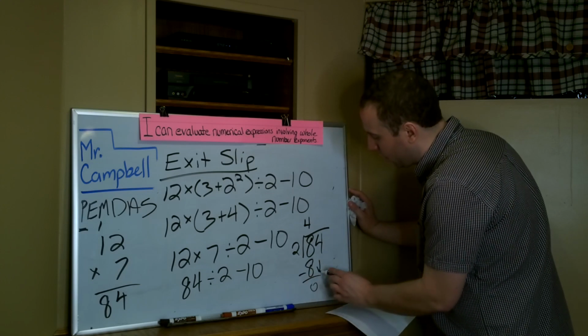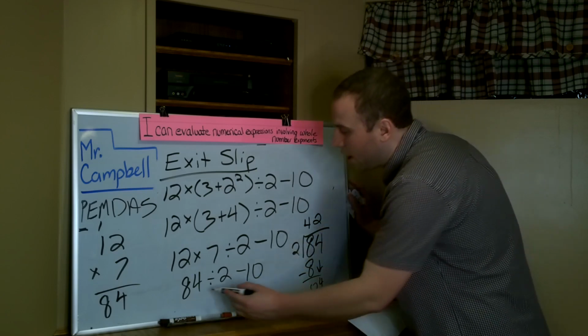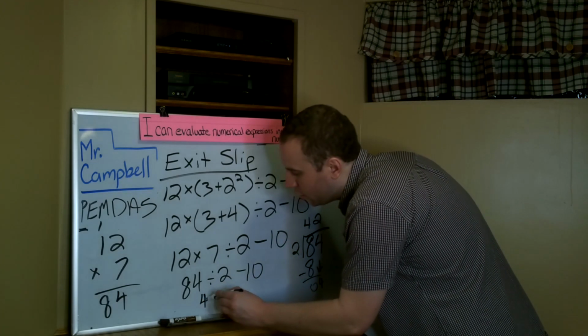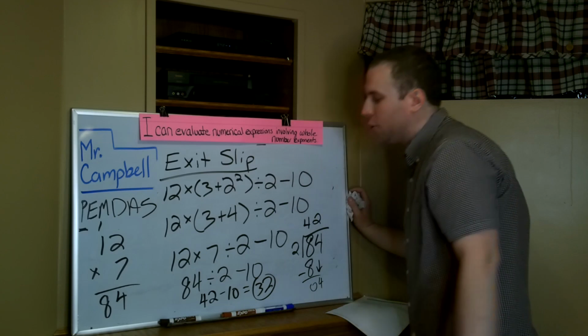Subtract it. Bring down the 4. 2 goes into 4 2 times. So 84 divided by 2, or 84 cut in half, is just 42. And 42 minus 10 is 32.